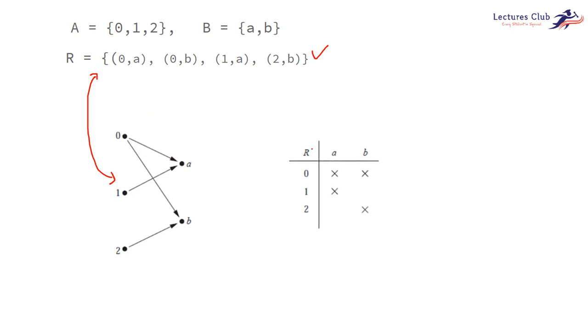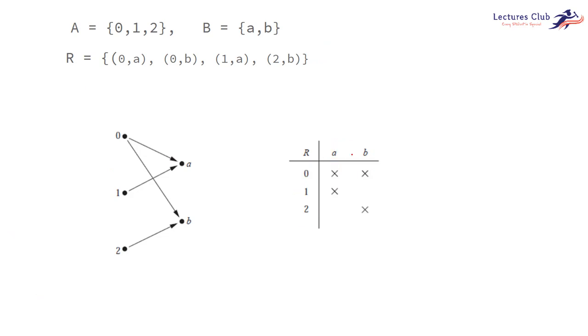Another method is a matrix. Here you can see that the elements of A are written in terms of rows, and the elements of B are written in terms of columns. If there is a relation between 0 and a, we just write a cross, or you can also write 1. In this example, we are drawing the cross because of the relation between 0 and a. So we are drawing the cross in the zeroth row and the a column.